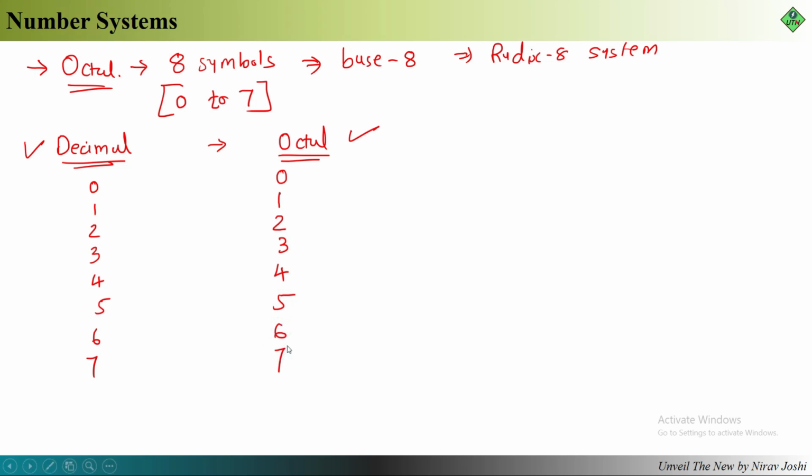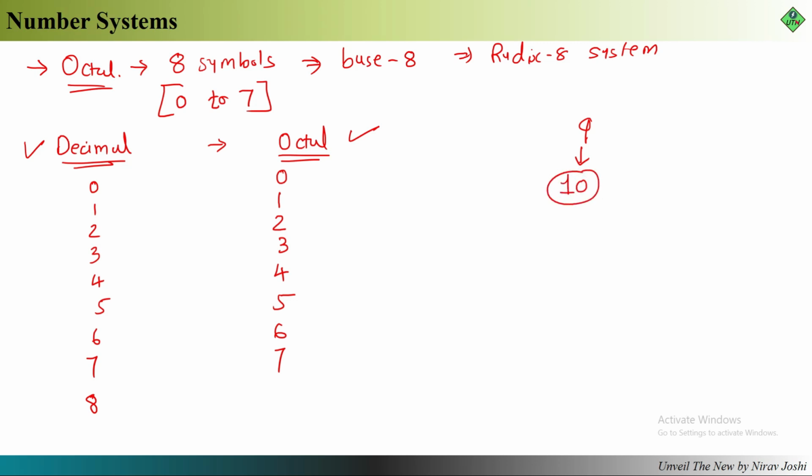What changes is after 7, because in the decimal after 7 we will get 8, but in octal we do not have a symbol like 8. So what will come after 7 in octal? This we will understand using the decimal number system only. In the decimal number system, the last symbol we have is 9. What comes after 9 in the decimal number system? We all know that after 9, the number that will come is 10.